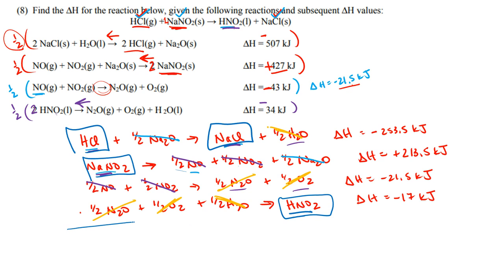So all we need to do is add up everything. Negative 253.5, positive 213.5, negative 21.5, negative 17 is going to give us a grand total of, looks like a delta H of negative 78.5 kilojoules.